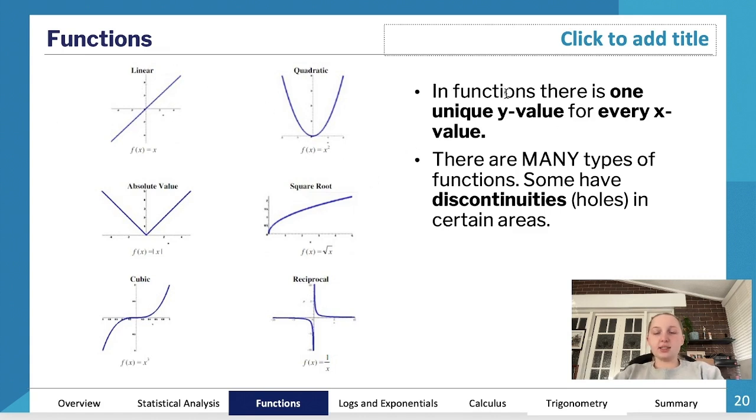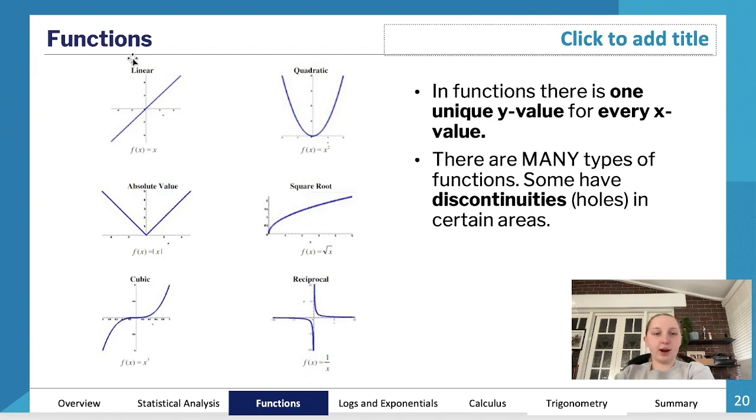So functions essentially are just equations or graphs where there's only one y value for every x value. So there are lots of types of functions, such as these ones. Some of them have discontinuities, which means they're not just one straight line. So if you look at this graph of the reciprocal, there is a discontinuity. You probably can't see it because this is fairly zoomed out, but if you zoomed in enough, you would see that there is nothing that actually hits the y-axis.